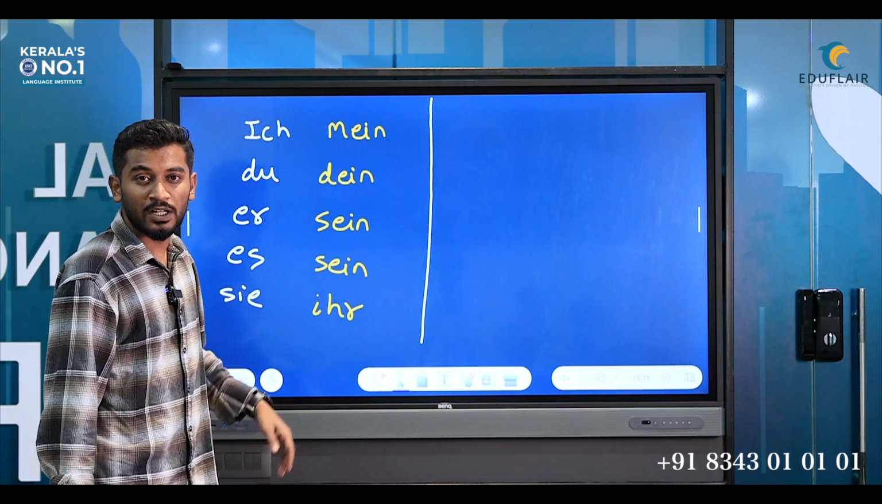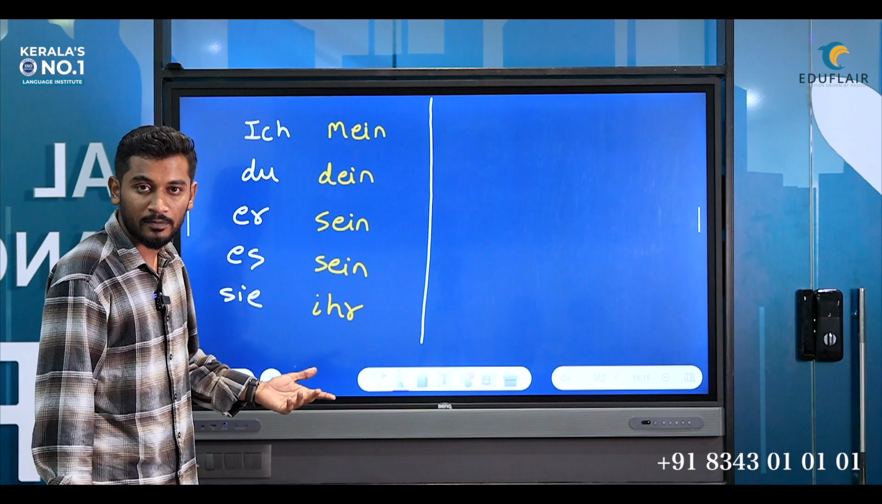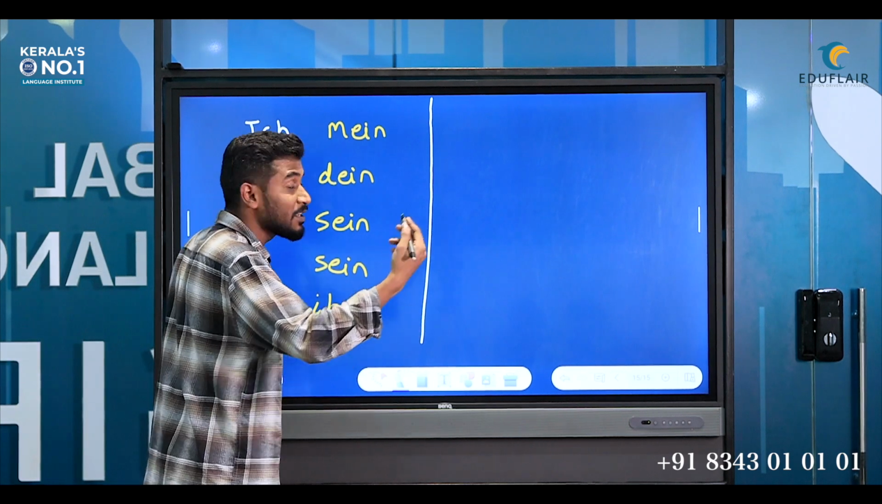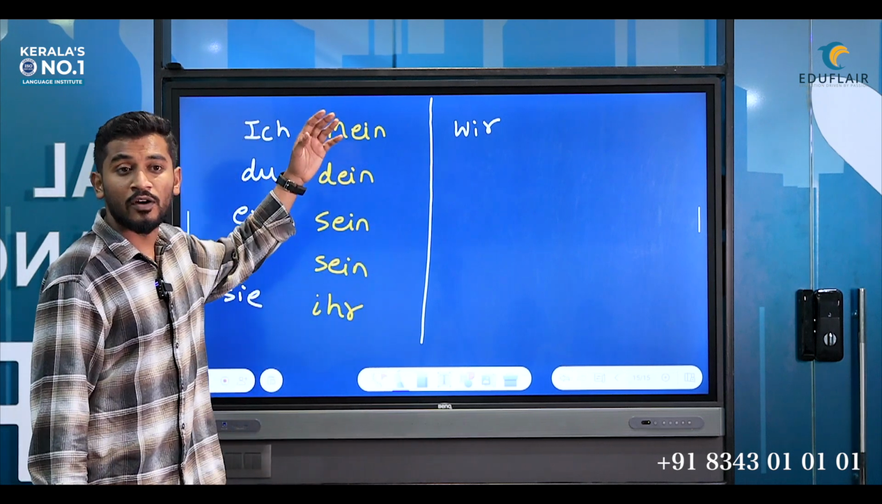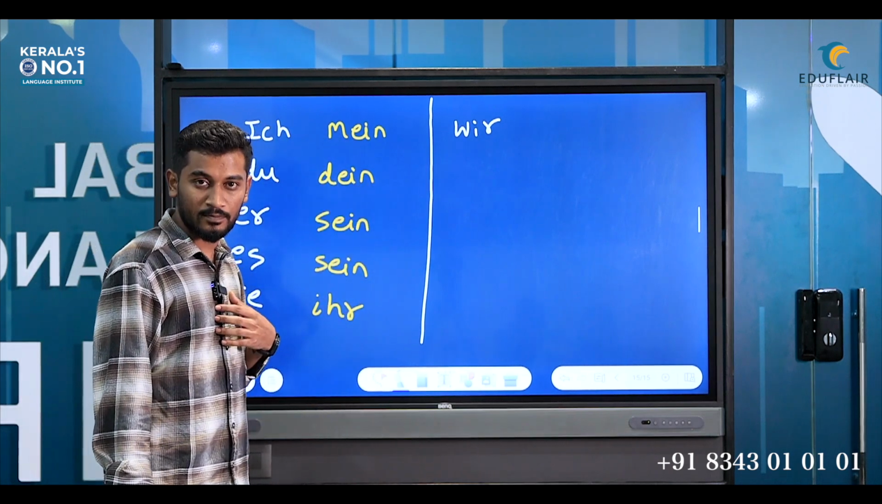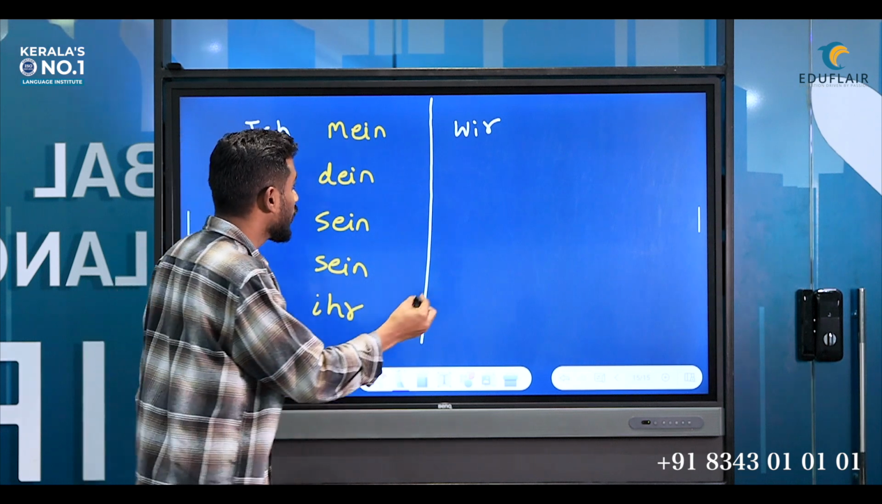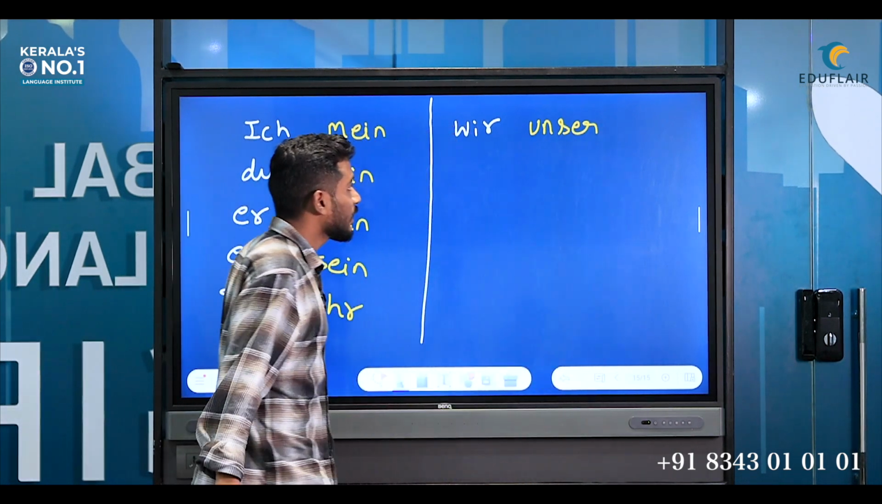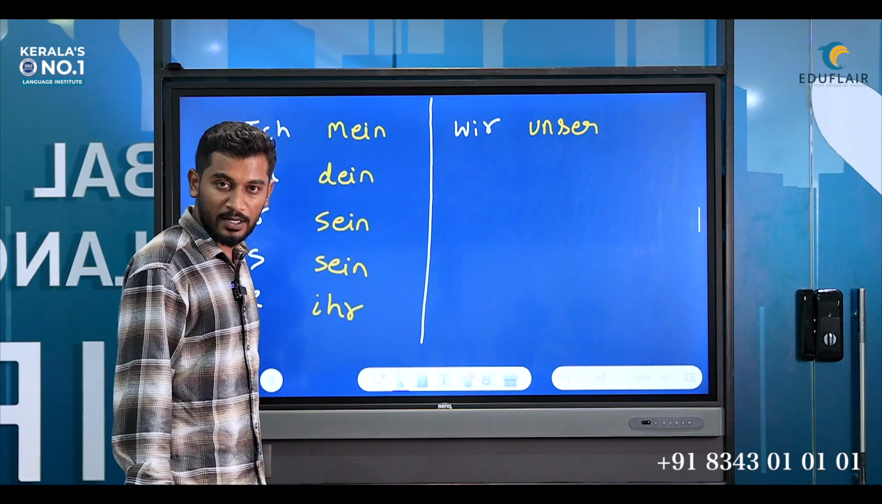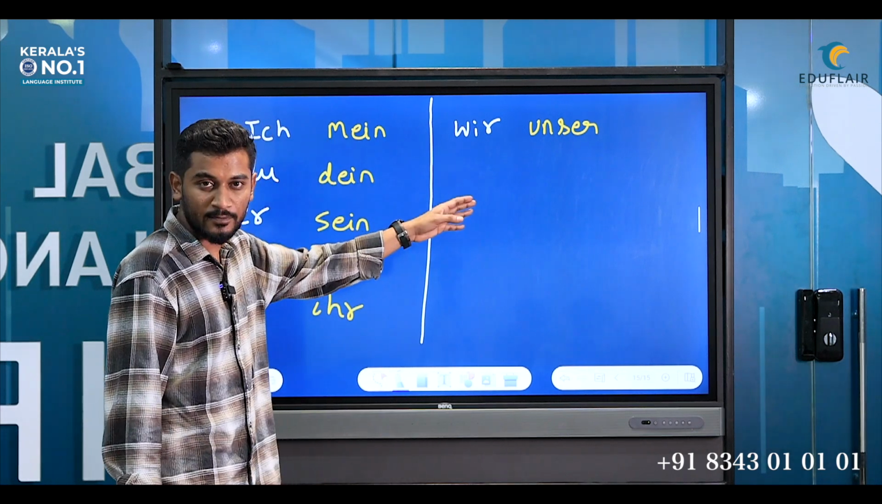Okay, the next one that we are about to discuss is wir, which basically means we. So in English for wir we use our. In German, what do we use? Unser. Okay, wir, unser, we, our.